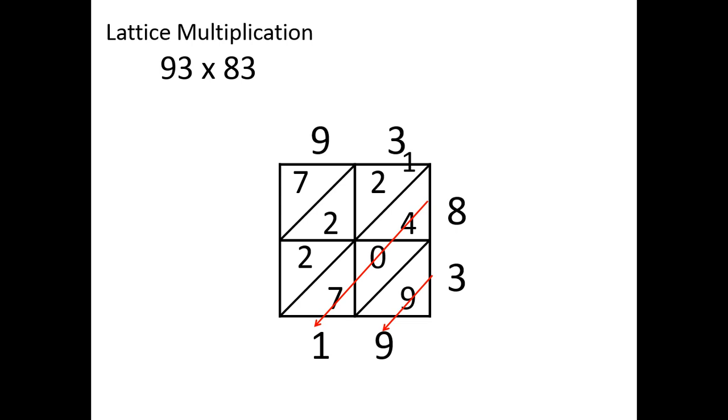1 plus 2 plus 2 plus 2 is 7. And we only have one digit in the thousands diagonal. So we end up with 7,719.